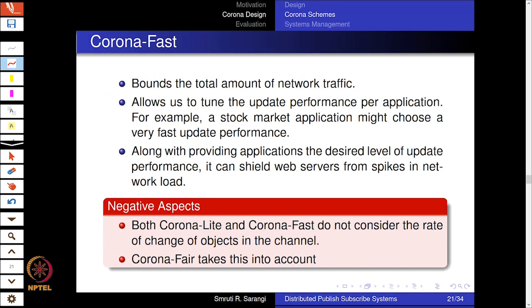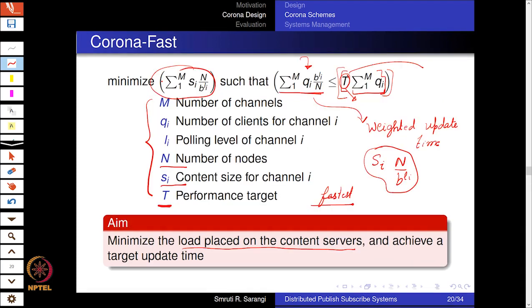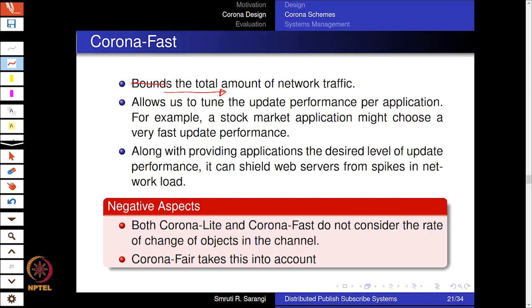So this of course bounds the total amount of network traffic. Well, it doesn't bound. If you actually see, it tries to minimize. So I should maybe change this. It allows us to tune the update performance per application, which is just what I said. Given an application, we can fix a target. For example, for a stock market application, we might choose a very fast update performance.